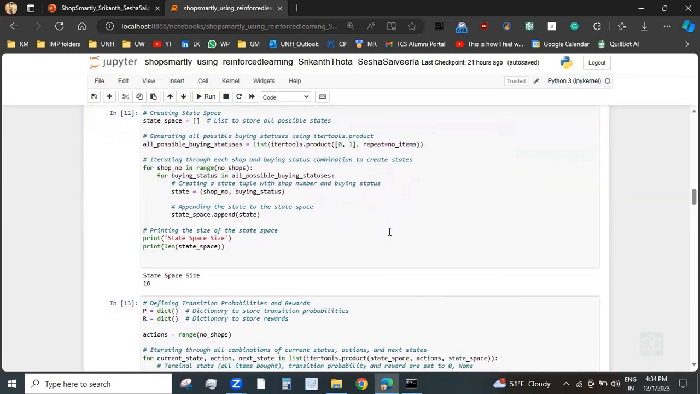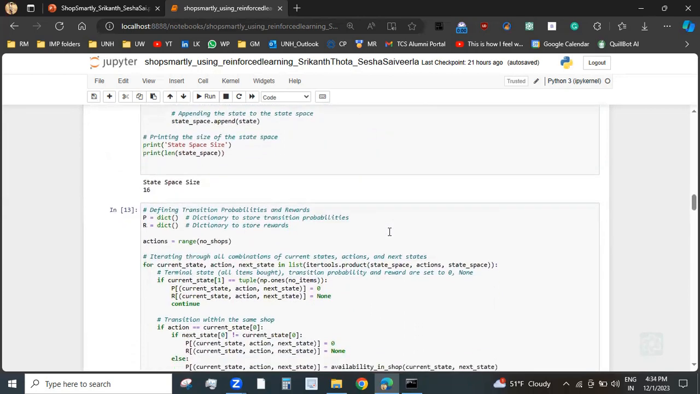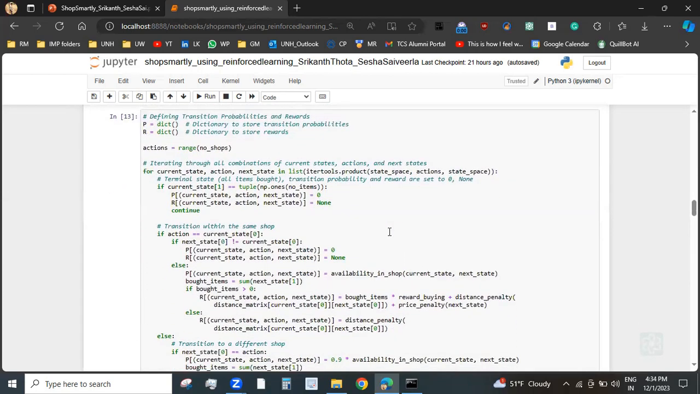Okay, we have defined dictionaries like P and R to store the transition variables and rewards for the different state actions.